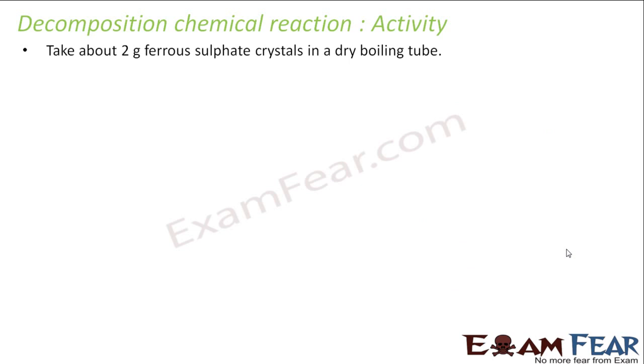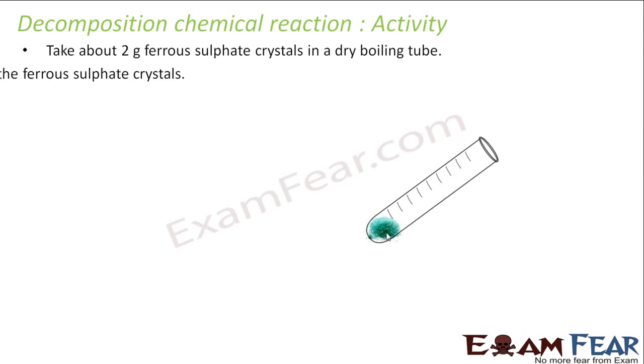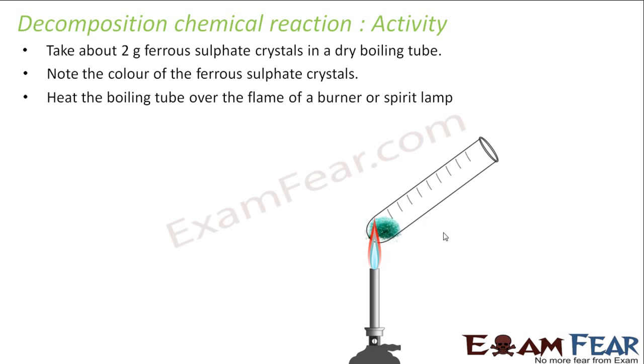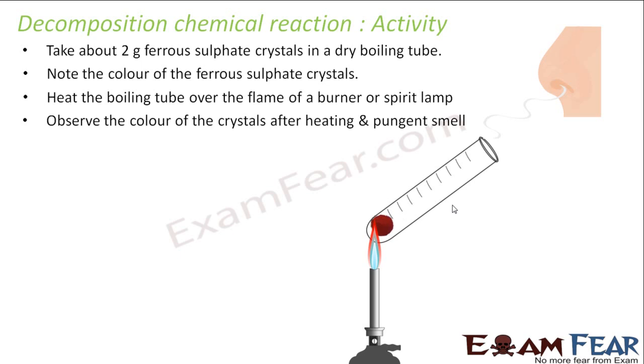For an activity, we can take 2 grams of ferrous sulfate crystals in a dry boiling tube. This is a boiling tube. Here I have ferrous sulfate, 2 grams. We'll note the color is blue. Now let's heat this over a burner. We'll observe that the color changes to red.